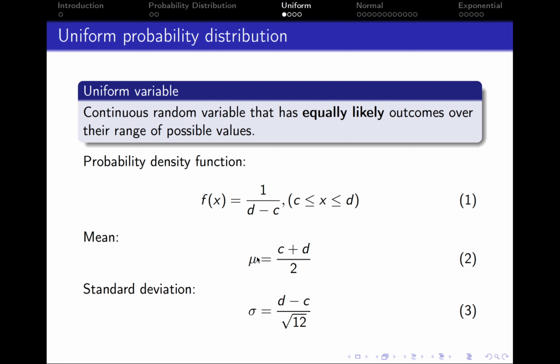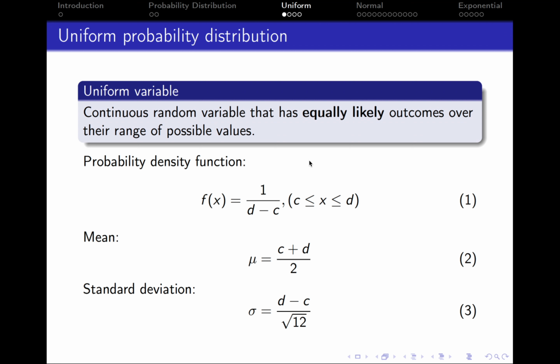The first type of continuous probability distribution that I would like to start with is the uniform probability distribution. This is probably the easiest type of continuous probability distribution because the uniform variable is the variable that has equally likely outcomes over the range of possible values. So over the interval, the probability of one outcome is the same as the probability of any other outcome on this interval.